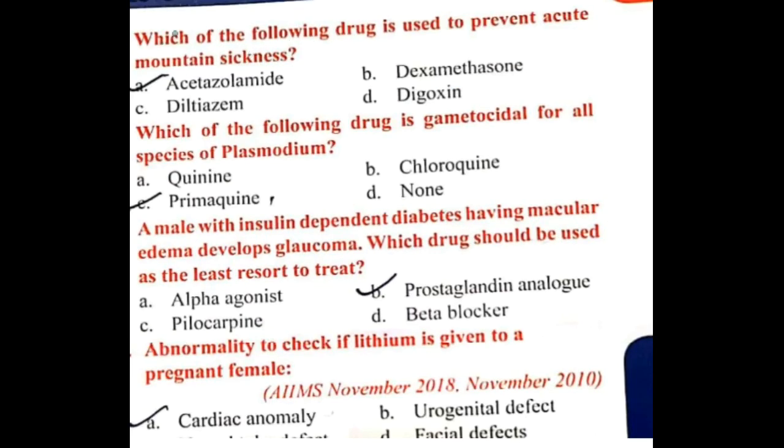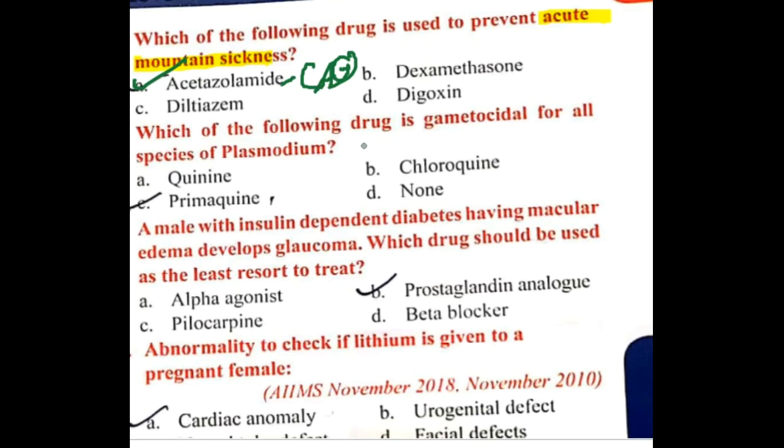Then next question, which of the following is used to prevent acute mountain sickness? The drug of choice for acute mountain sickness is acetazolamide. This acetazolamide is a carbonic anhydrase inhibitor, and it inhibits this enzyme and thus prevents the dehydration of bicarbonate. Thus it can be used in mountain sickness, in glaucoma or in edema.